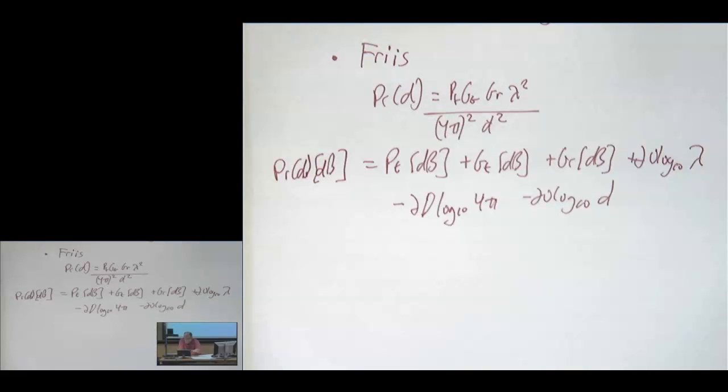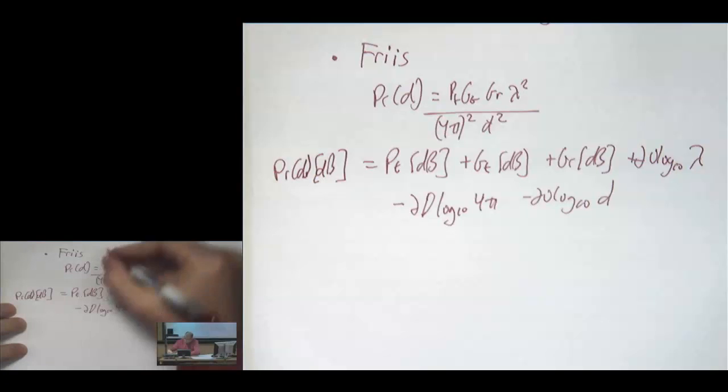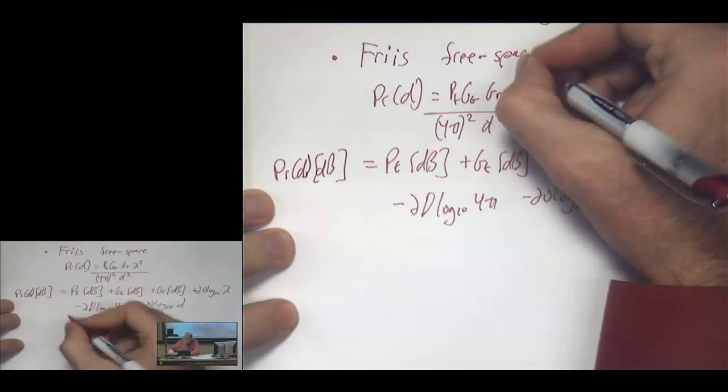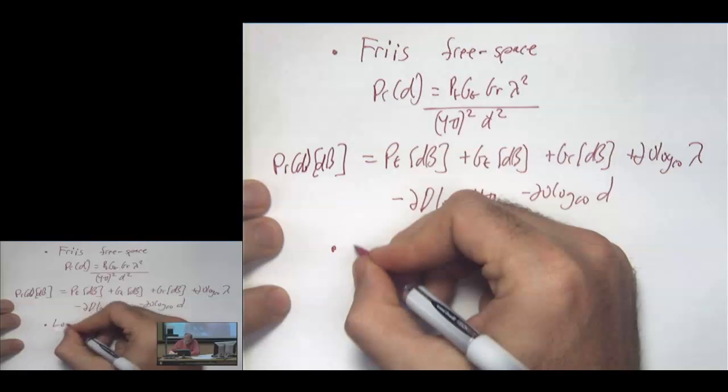So this first free space equation is good for free space, but unfortunately, in terrestrial wireless there's tons of junk everywhere. Free space is not a good model. So instead, so let me write that again, free space here. So instead, we end up looking at what's called the log distance path loss model.